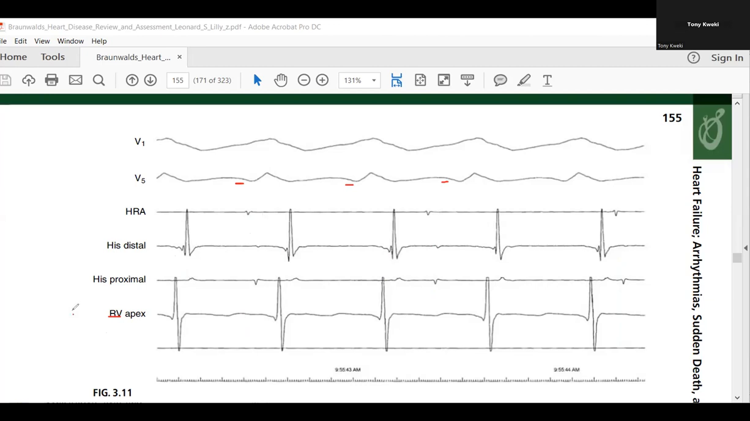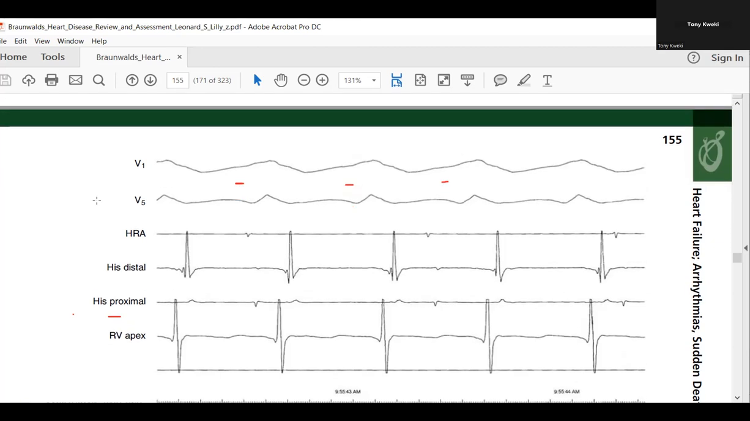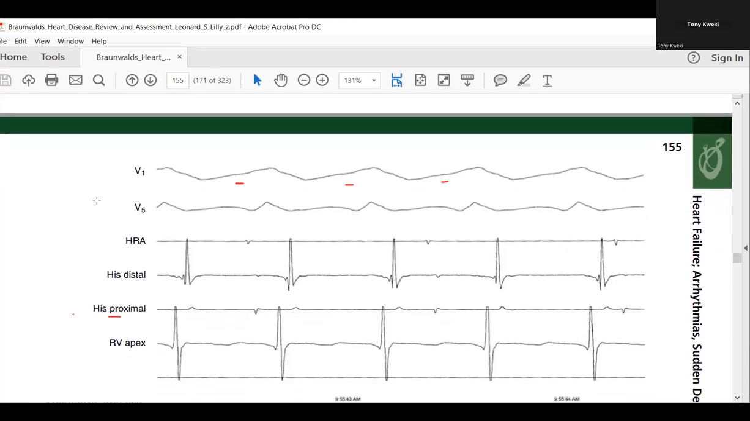So going back to our question, what we can see here is that there seems to be an AV dissociation, because there's a lack of relationship between the atrial and ventricular depolarization, and that confirms the presence of an atrioventricular dissociation. And since there's an atrioventricular dissociation, the QRS complexes are broad, and the heart rate, as we said, was 140 beats per minute, that corresponds to a ventricular tachycardia.